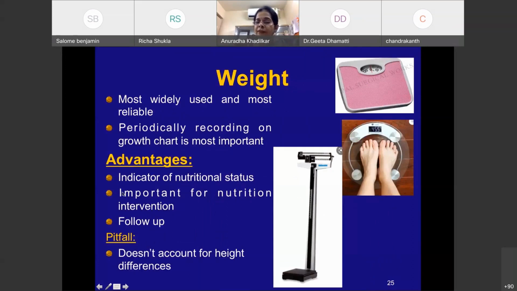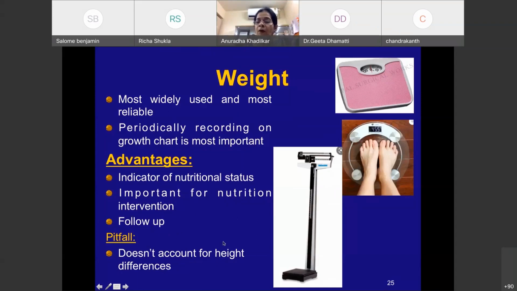The weight is an indicator of nutritional status, and it is very important for nutrition intervention, because in the short term, you will not see the height increasing. To see an increase in height, generally, unless the child is on some hormone like growth hormone, you at least need 3 months. But in the weight, in a child who's very underweight, you may see a difference even in a month's time. And it's very important for follow-up.